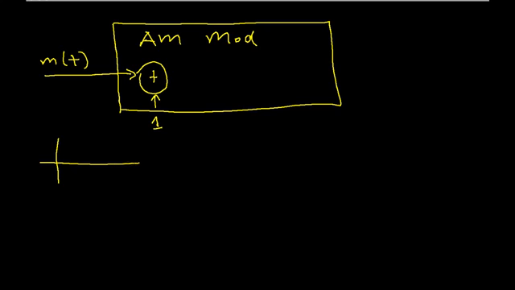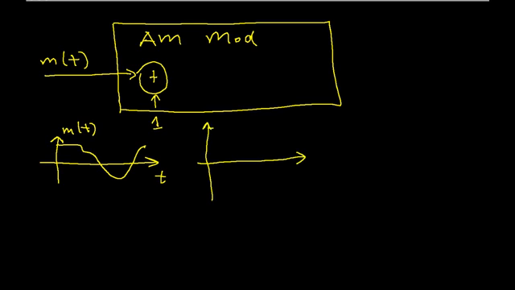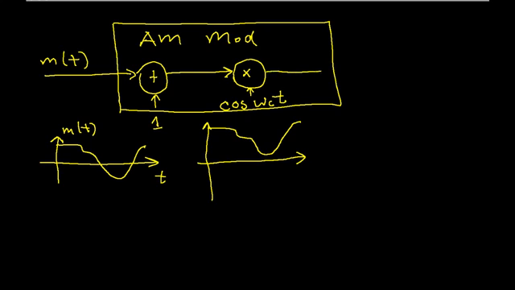So as an example, if I have an m(t) that looks something like this over some period of time, after I add 1 to it, that just raises it up by 1, and so I get the same shape, but it's raised by 1, so now it has no negative values. And after we add the 1, we then multiply by cosine omega_c t, where omega_c is called the carrier frequency. And then this product is output, that's the output of our modulator, and we'll call this x(t).